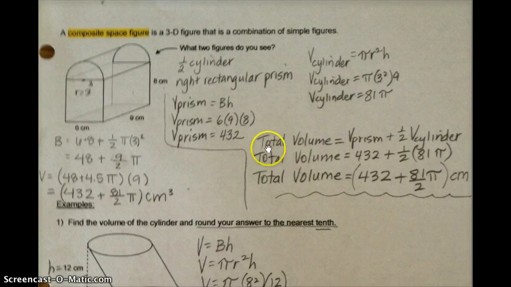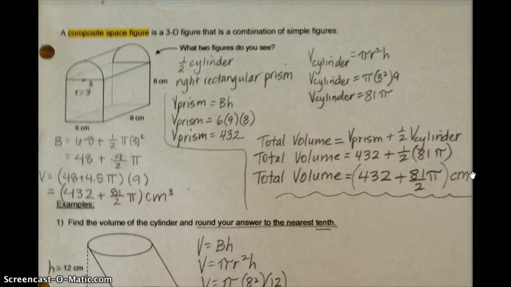So when we go to find the total volume of this composite space figure, we have the volume of the prism, which is 432, and then we're going to take half of the volume of the cylinder. So we found the volume of the cylinder was 81 pi. So now we're going to do 1/2 of 81 pi. Since this is in terms of pi and 432 is just a number, we're going to leave it like this. We're going to have 432 plus 81 over 2 pi, and this should be centimeters cubed. My picture of the notes here got cut off, but it's definitely centimeters cubed. Make sure that's written somewhere in the notes that you're taking.